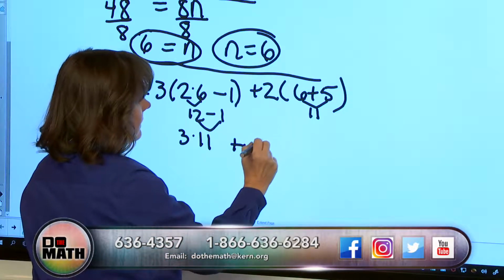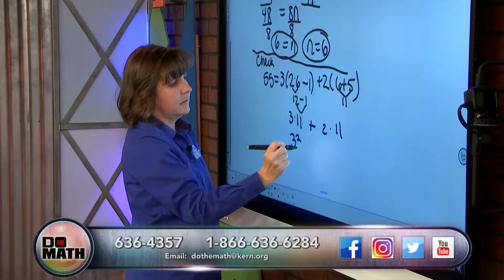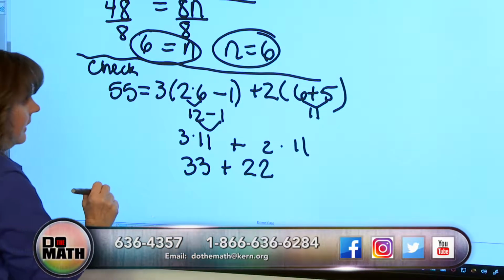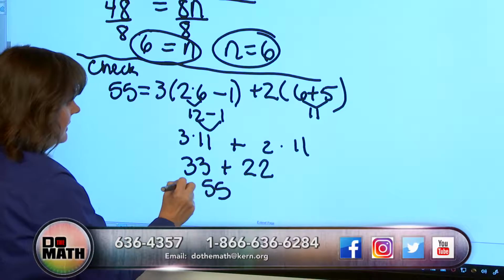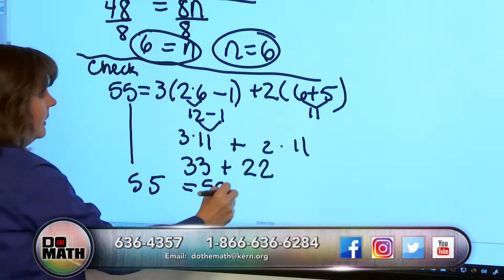So 2 times 11. And then we're going to go ahead and do 3 times 11 is 33. 2 times 11 is 22. And then we finish it by adding, and when we add, we get 55, which is exactly what we were supposed to get. Right here, we had a 55. So then we know our answer's right.